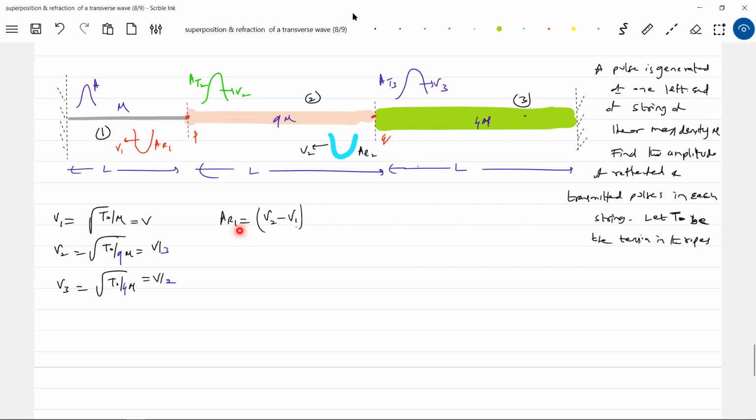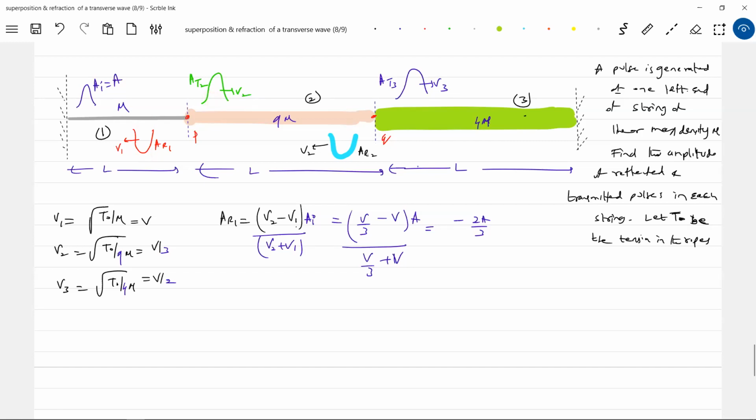Now, what is the formula? The speed of the transmitted pulse minus the speed of the reflected pulse, divided by the sum, V2 plus V1, into AI, and AI is equal to A. We know V2. What is V2? V by 3 minus V, times A. So how much will it be? Minus 2A by 3. Do you agree? This is the amplitude of the reflected pulse in the first medium.